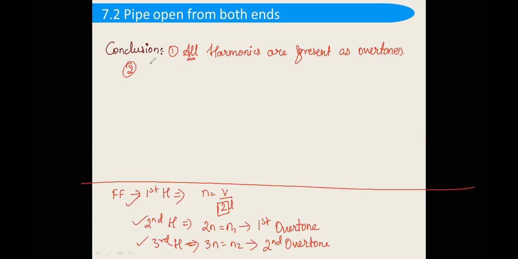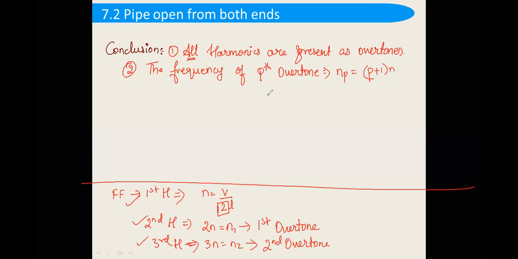The second point is the frequency of the fifth overtone. What is it equal to? Suppose it is NP. NP is equal to P plus 1 into N. So again the same formula is there. Why is NP equal to P plus 1 times N? Because all harmonics are present as overtones. Where NP is the frequency of the fifth overtone.